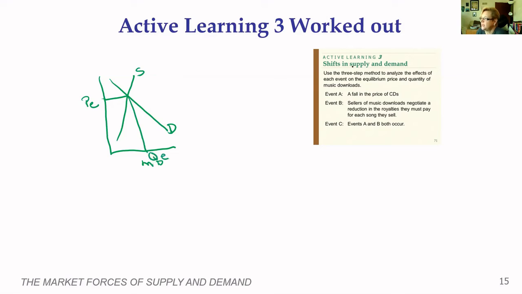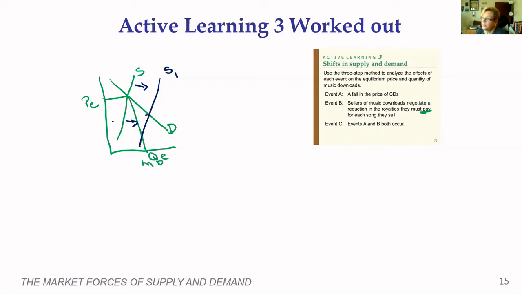Now, in event B, sellers of music downloads negotiate a reduction in the royalties they must pay for each song they sell. So they're sort of the suppliers here, and now they don't have to pay as much. Is that demand or is it supply? You're right, it's supply, and the input price is reducing. So we're going to make more available for sale. The supply curve is going to shift outward and to the right, S1.